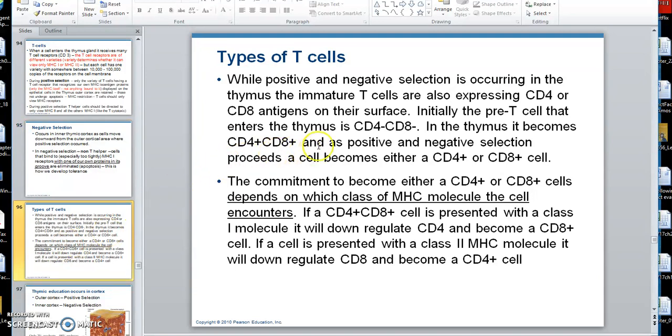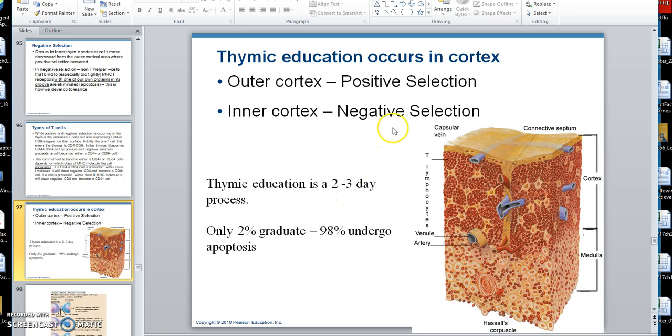We have different types of T cells. The CD4 are the T helper, CD8 cytotoxic. So they do different roles. They still have a CD3, which means they're a T cell. Here's a little piece of the thymus. The outer cortex, when it first enters, is where you get positive selection. As it moves through into the more medullary area, that's where negative selection occurs. And then if it passes both of those, it's gone. This process of education is about 2 to 3 days, but only 2% of the 100 that came in, only 2 graduate. The others undergo apoptosis, which is programmed cell death.